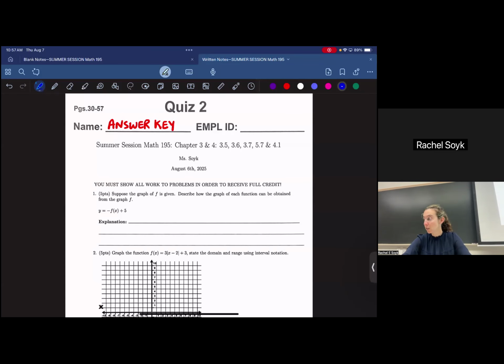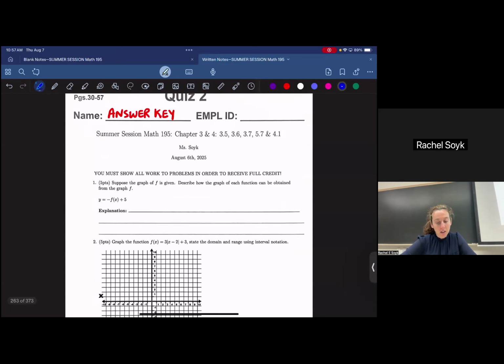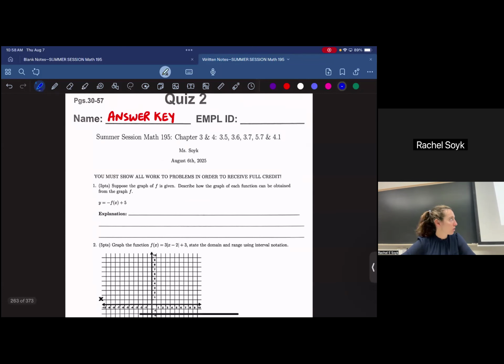So everyone should have their quiz too, if you didn't pick it up, but I believe everyone did. First question was just describing some transformations.